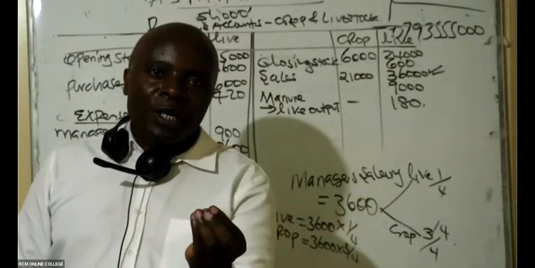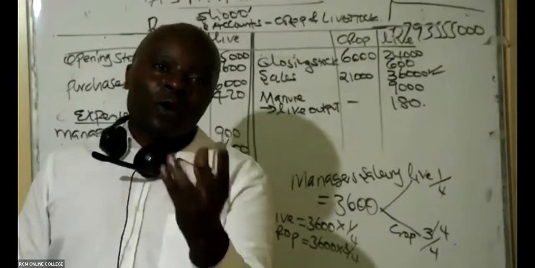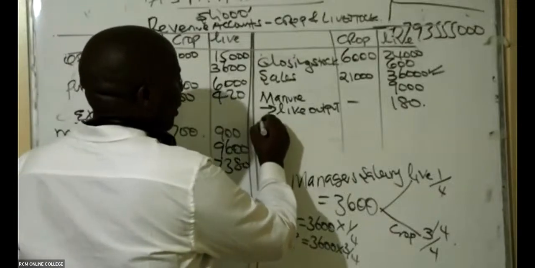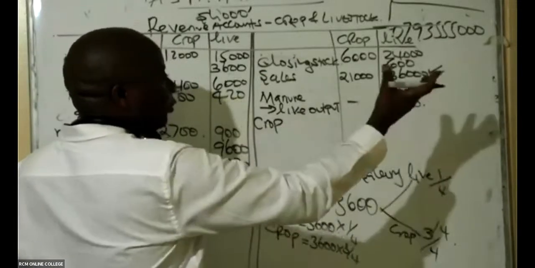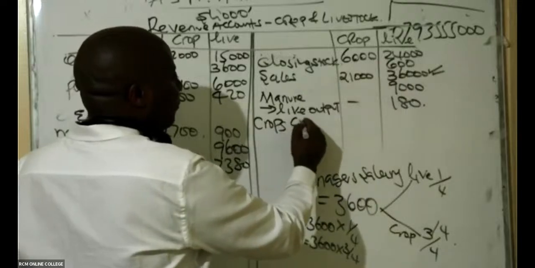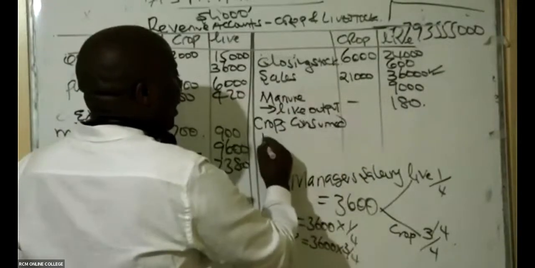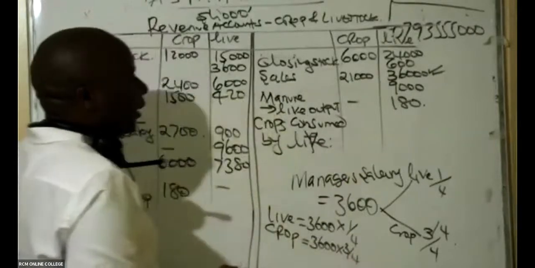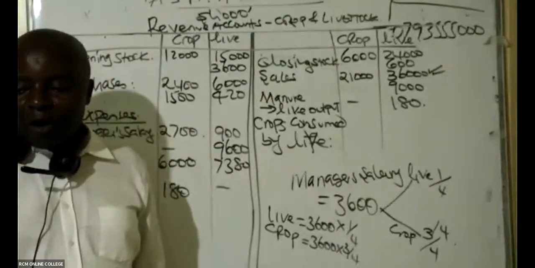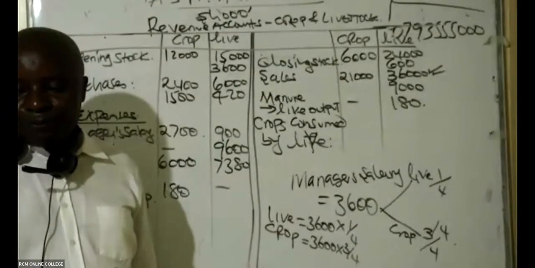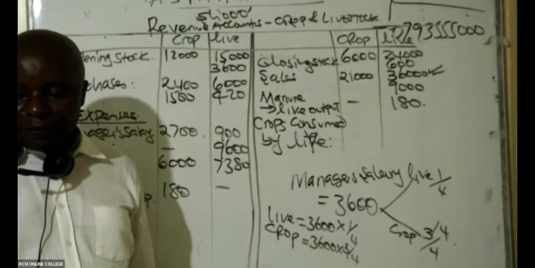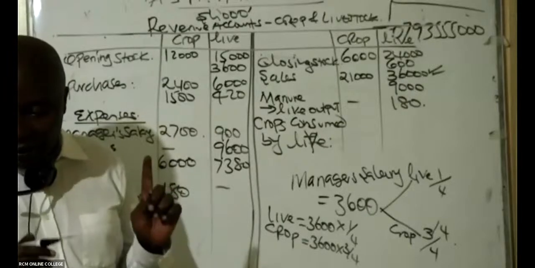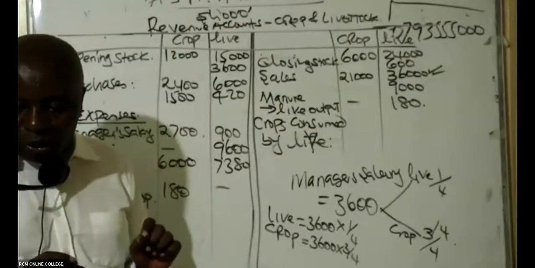So this time round, this will be an output of crop. In this case, we have, ladies and gentlemen, crops consumed by livestock. So here, we are selling them as an output. Crops consumed by livestock. How much are they worth? These crops were being given by the crop section. So in this case, it's an output of crops.